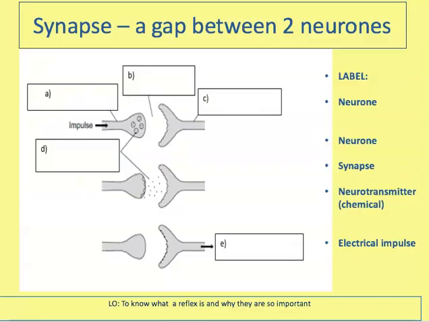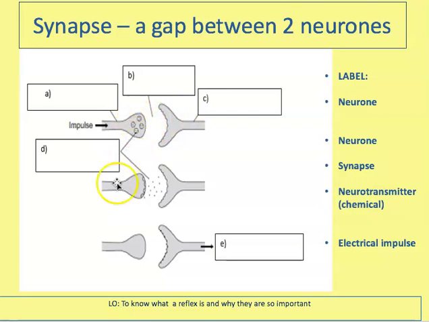Okay, moving on. Something else before we get on to reflexes. You have to know that a gap between 2 neurons is called a synapse. When the impulse moves along a neuron, it gets to the end of the neuron, and remember, it is an electrical impulse. That electrical impulse cannot jump across the gap, so it cannot move from that neuron to the next one.